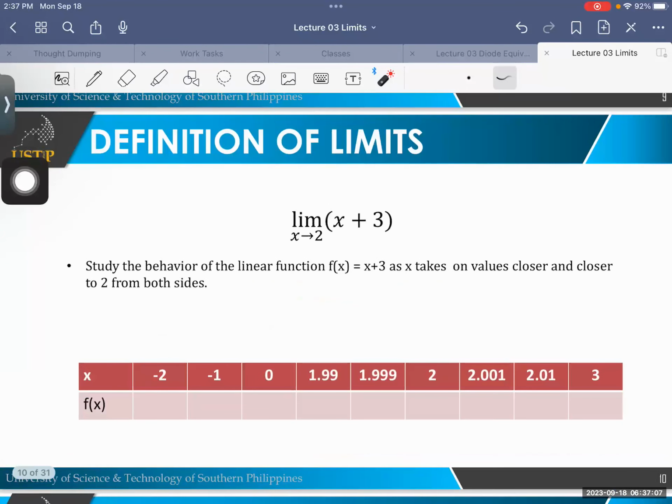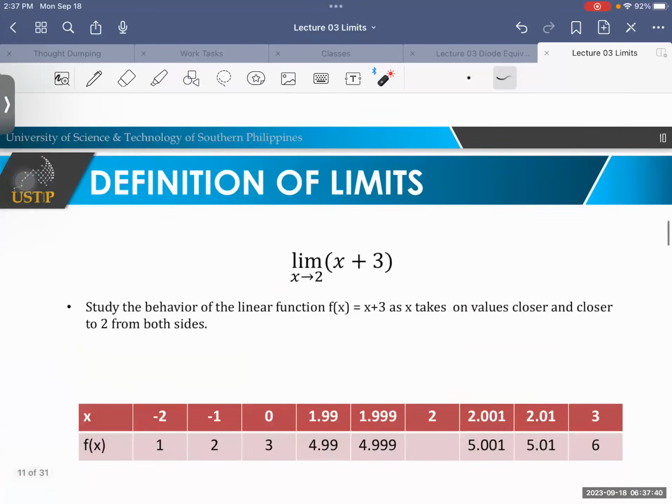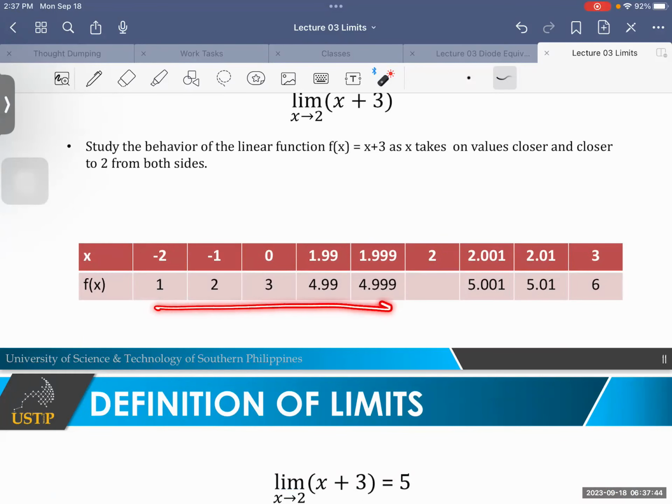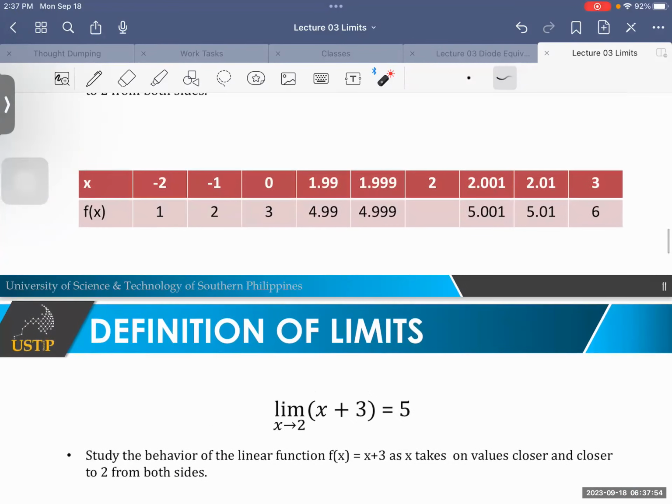Okay. Now, let's look at a polynomial. Okay, so let's study the behavior of this linear function class. F of x is equal to x plus 3. So we want to get the limit of x plus 3 as x approaches 2. Okay, from both sides. So, nagleta direk mga certain values nga mo approach to 2 from the left side. Those are the values of x from the right side sa 2. Okay, so if we substitute these values here sa itong x plus 3, we will get these values. As you can see, asa mo siya value nag-approach. It approaches a certain value. Kini is padulong sa 5, padulong yapon sa 5. So we can say that the limit of x plus 3 as x approaches 2 is equal to 5.